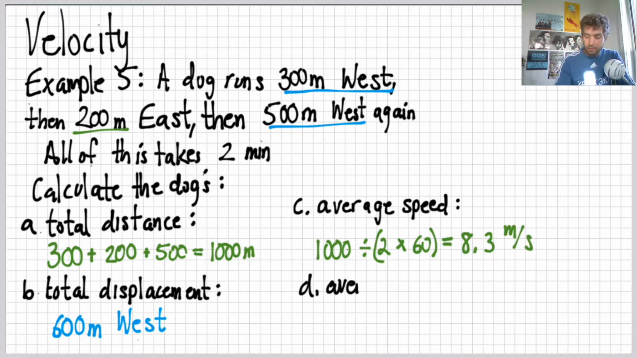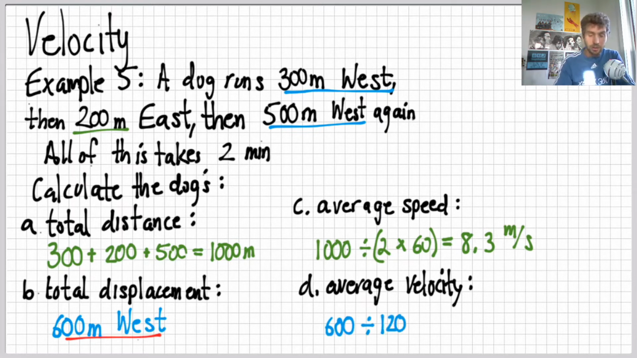All right, average velocity. Okay, so this takes the displacement this time, and we divide by the time. So the displacement is 600. So 600 divided by, again, 120, the number of seconds, which comes out to a nice, clean 5 meters per second. Okay, there's some speed, displacement, and velocity examples.